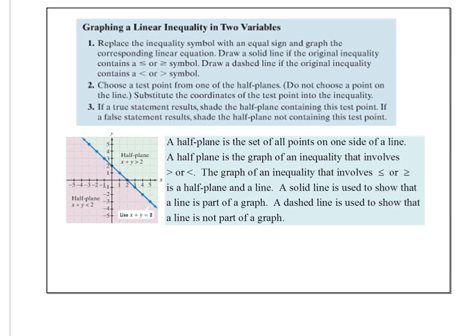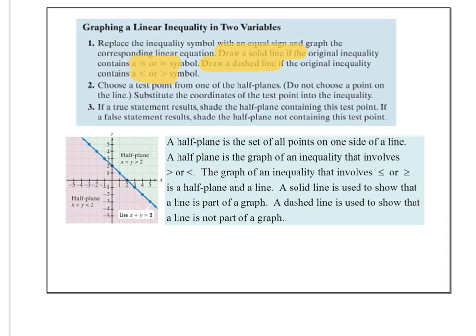Okay, so graphing a linear inequality in 2 variables. You replace the inequality symbol with an equal sign and graph the corresponding linear equation. Now this is where it becomes super important. We have to recognize that there is a difference between a solid line and a dashed line. So we draw a solid line if it has this extra ink, and a dashed line if it's just the less than or greater than. Just like we used to use open circles and closed circles, we're now using solid lines and dashed lines.